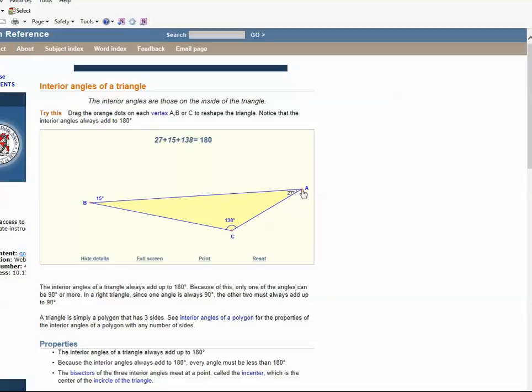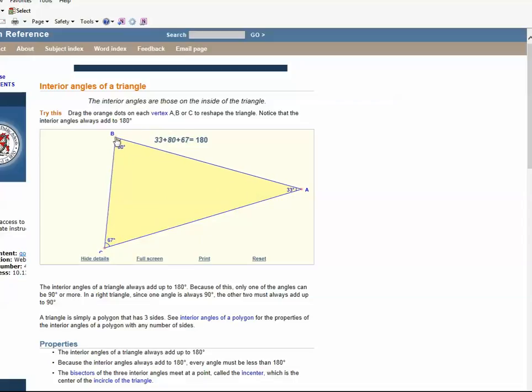So now it's an obtuse triangle and these angles have adjusted, but notice when I add them how much they equal. I'm going to change this one. I'm going to make it a right triangle. So look at those three angles, and up here it still adds up to 180. In fact, I can move these three to make it as big or as small as I want to, and always these three angles will add up to 180 degrees. Can you think of why that might be true?